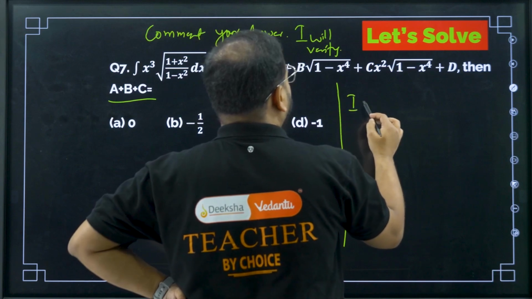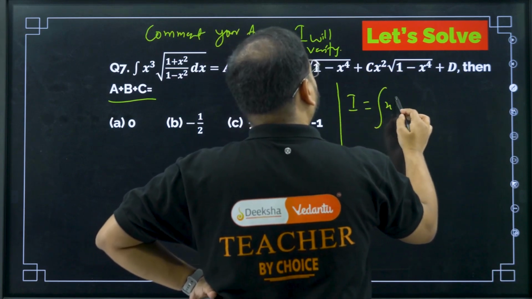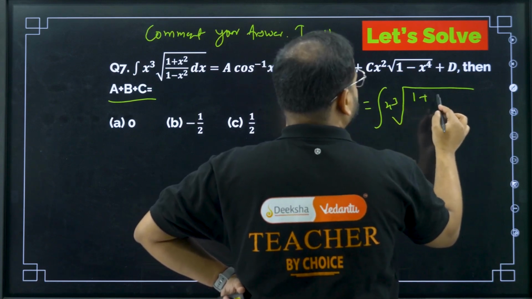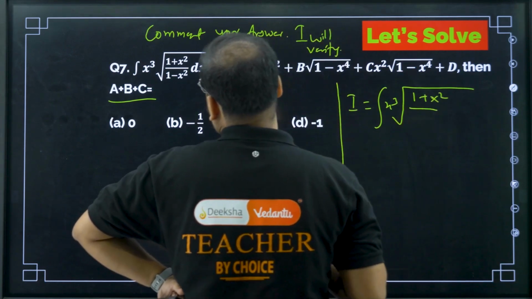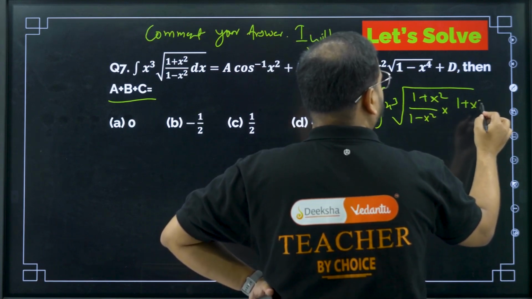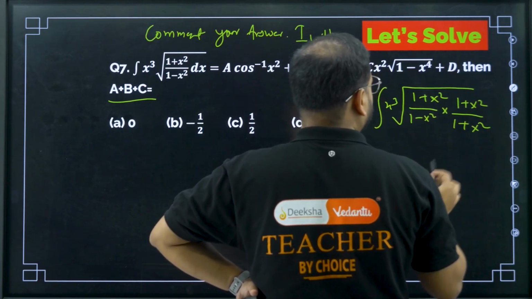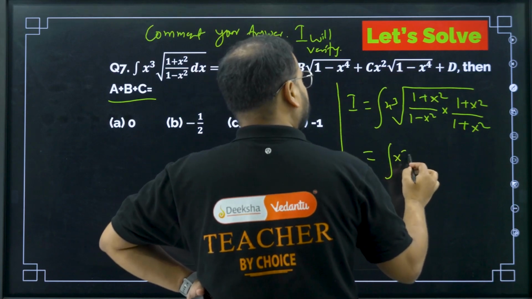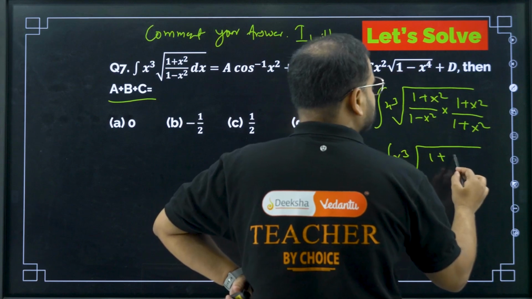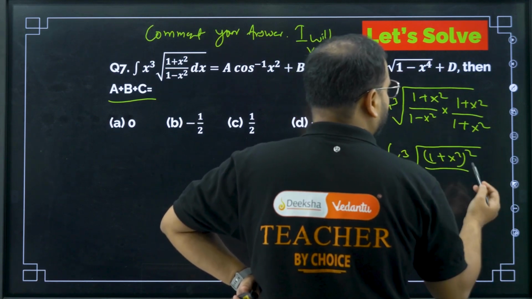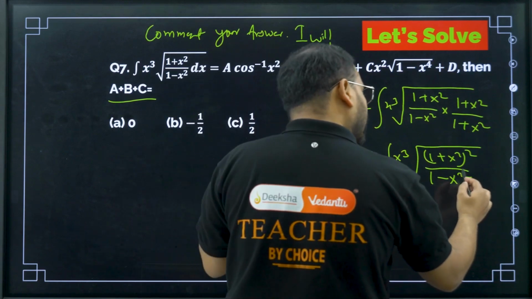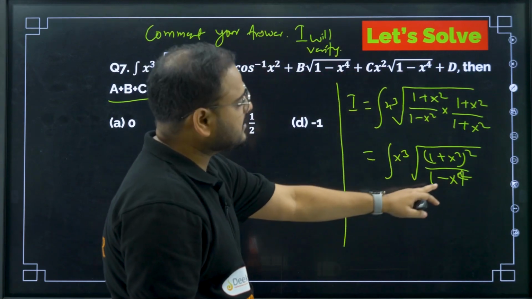Let's check. So I'll take I equals integration of x cube, rationalize this in the root only: 1 plus x square upon 1 minus x square, times 1 plus x square upon 1 plus x square. How much do I get? I get root of x cube. How much is this? This is simply 1 plus x square, the whole square, upon 1 minus x power 4. How much is this? 1 minus x power 4.